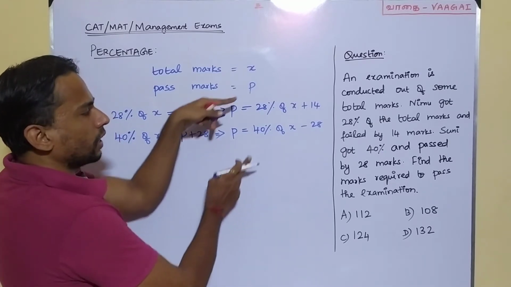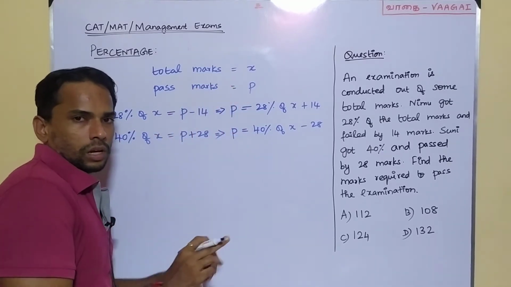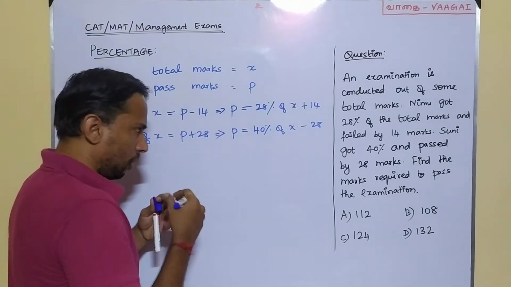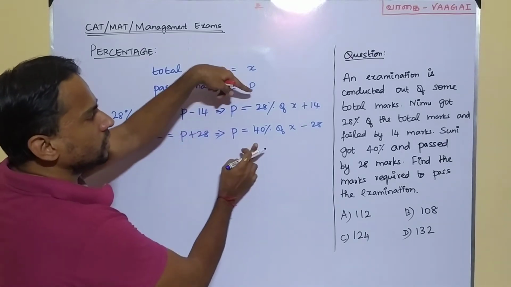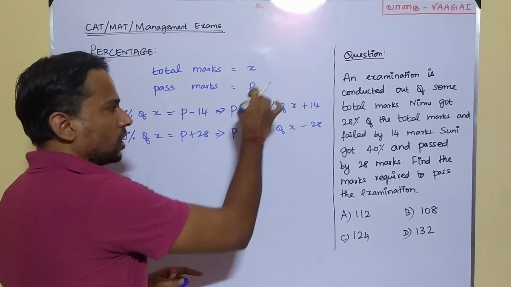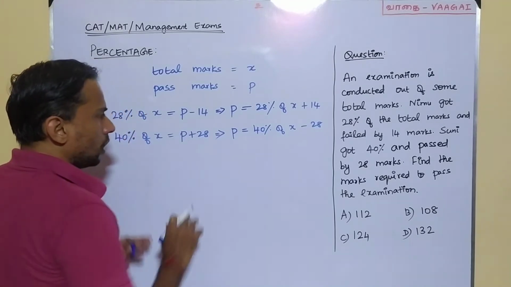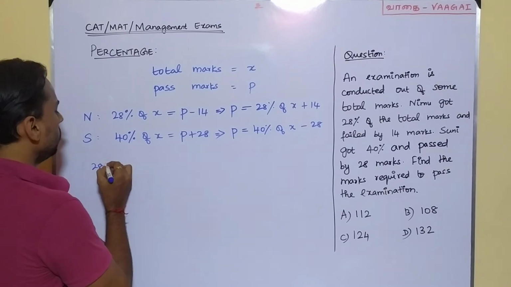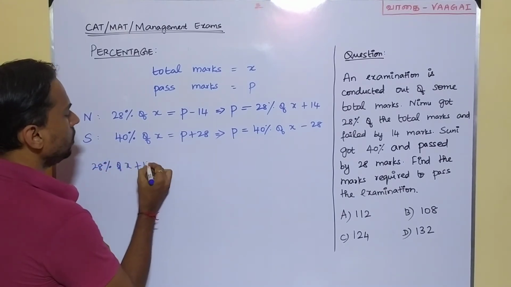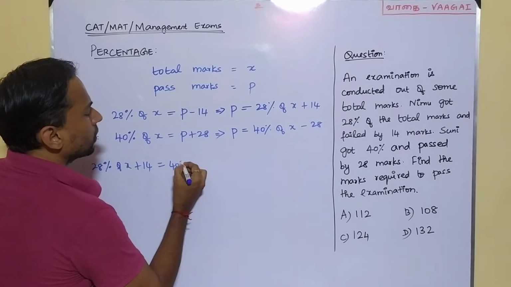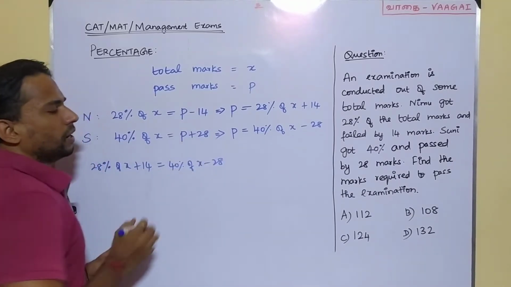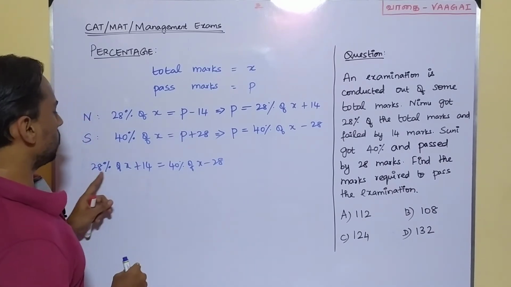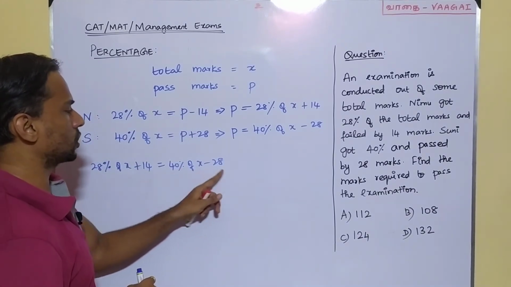My objective is that I can now equate these two expressions. Can I do that? Yes, very well I can, because both of them are expressions for p. Now I can equate these two expressions, which are in terms of x. So what I will get is 28% of x plus 14 will be equal to 40% of x minus 28. Okay, so this is what I'm going to get now: 28% of x plus 14 equals 40% of x minus 28.